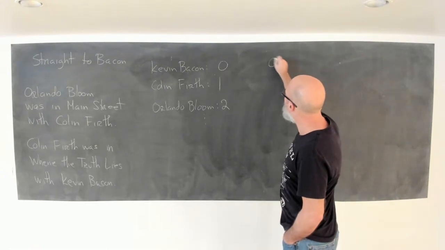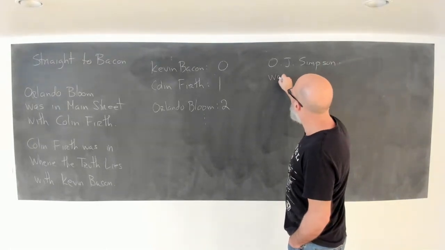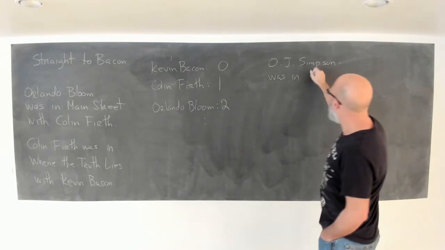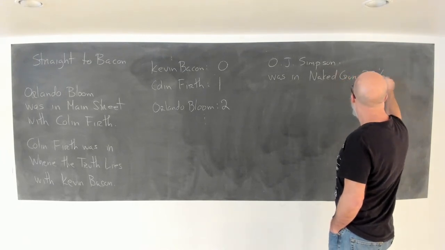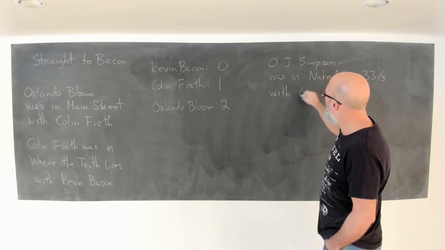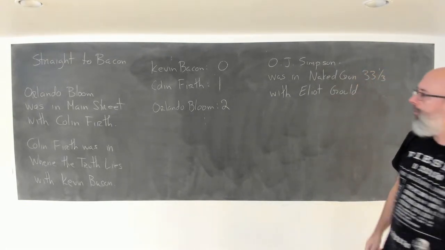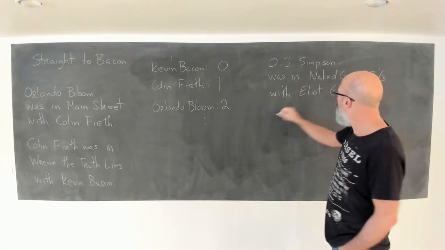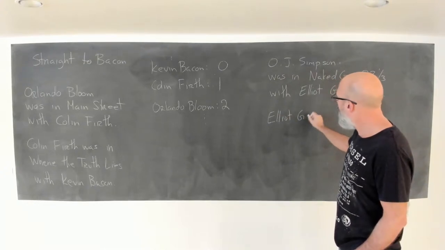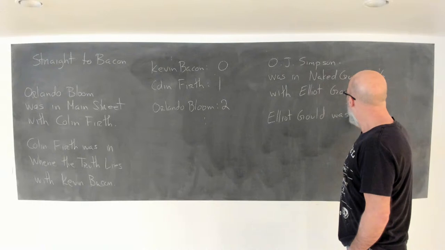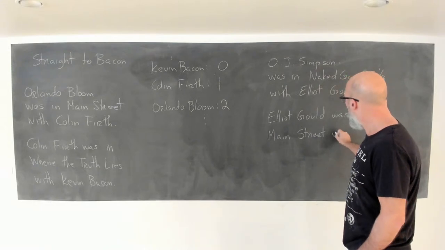Take another example, O.J. Simpson. He was in Naked Gun 33 1/3 with Elliott Gould. Elliott Gould, is that two L's? Elliott? Was in Main Street with Kevin Bacon.